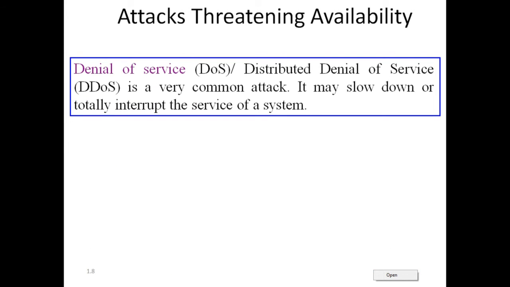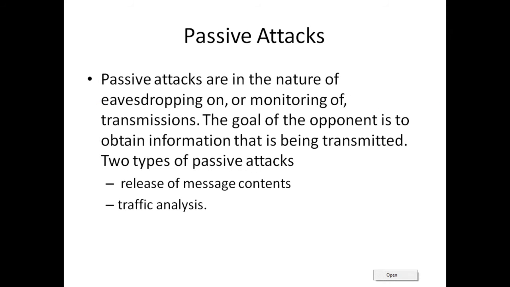Next are the attacks threatening availability, and the major category of availability-related attack is denial of service or distributed denial of service attack. This is a very common attack. It may slow down the system or totally interrupt the services of the system, and it is quite difficult to detect also. Then the attacks can further be categorized as active or passive attacks.